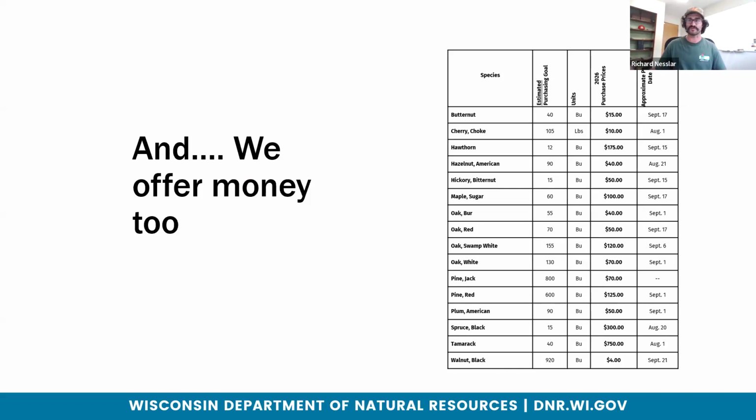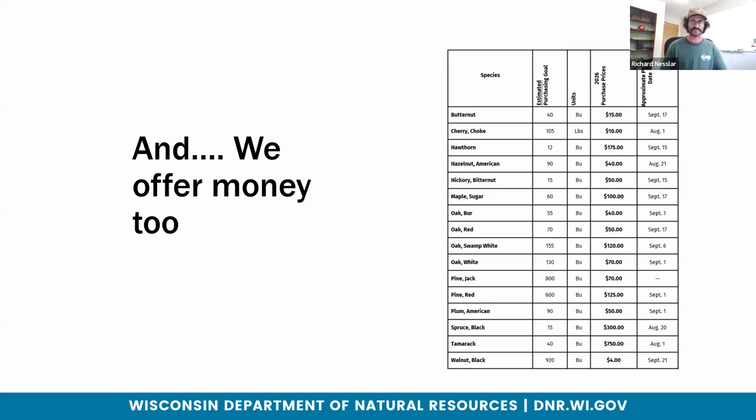So you can see this table over here on the right. This is a part of our seed collectors newsletter that we release annually. You can also find this on the Wisconsin DNR's external webpage. Just to break it down a little bit, on the left, you have the species that we're collecting. So this is going to vary annually. And we'll talk about this a little later.